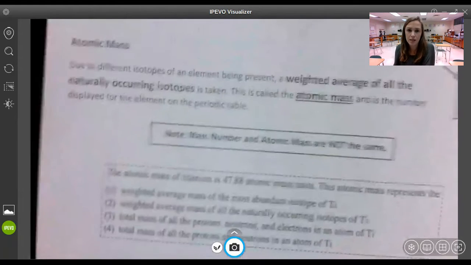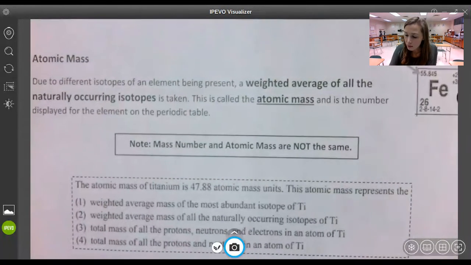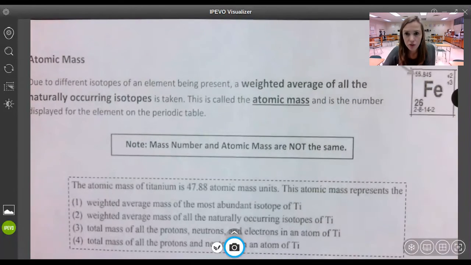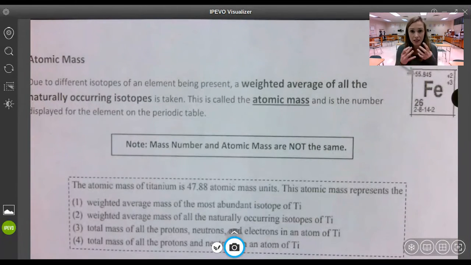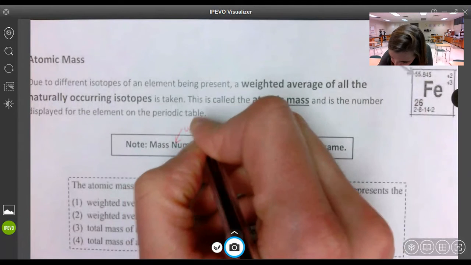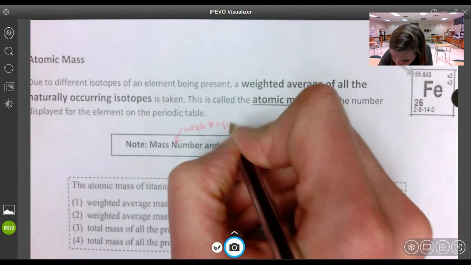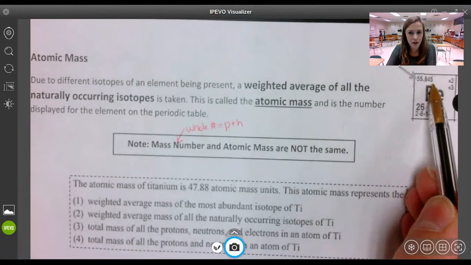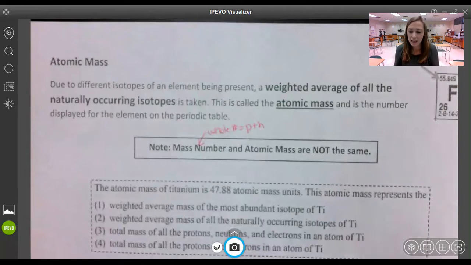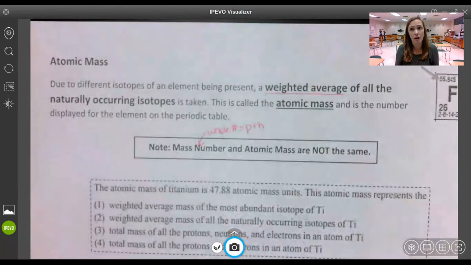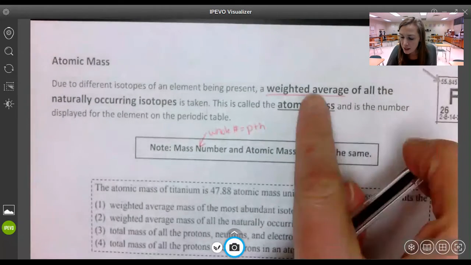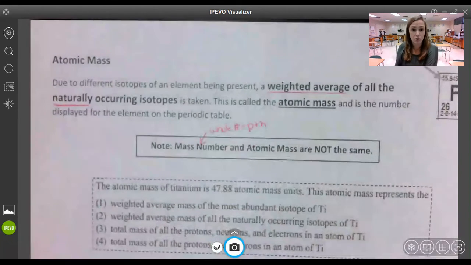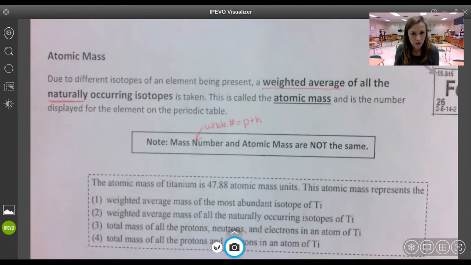The other big part of isotopes is dealing with atomic masses. On our periodic table, you'll see the atomic mass is not a whole number. Mass numbers are always whole numbers, because a mass number is equal to the protons plus the neutrons. Our atomic mass, which you'll see in the periodic table, is not a whole number, because we're taking a weighted average, kind of like a weighted quarter grade based on different categories of assignments. This is a weighted average of all the naturally occurring isotopes, so it doesn't take into account any artificially occurring ones. It's always going to end up being a decimal because of this weighted average.